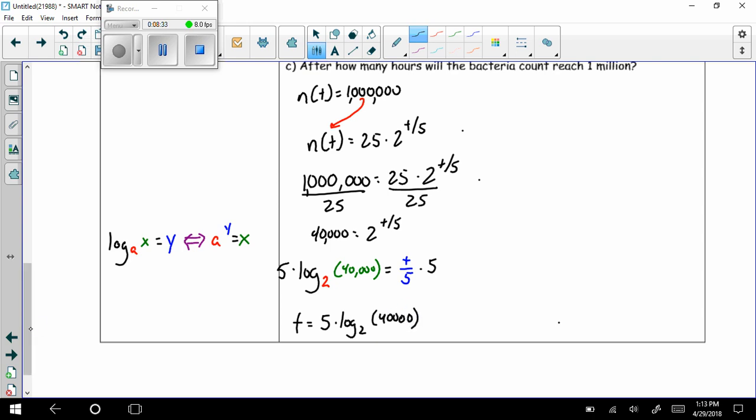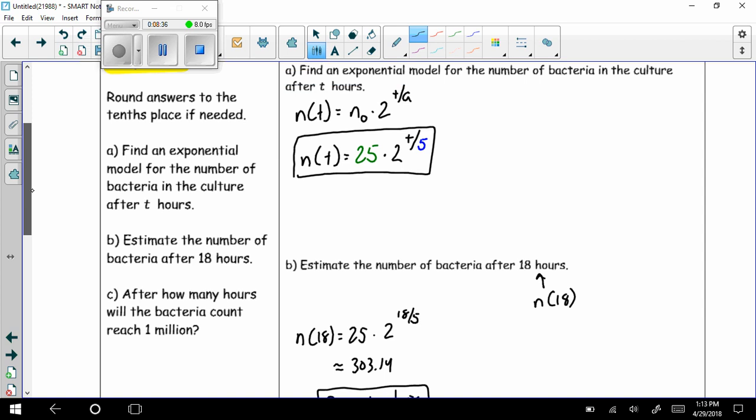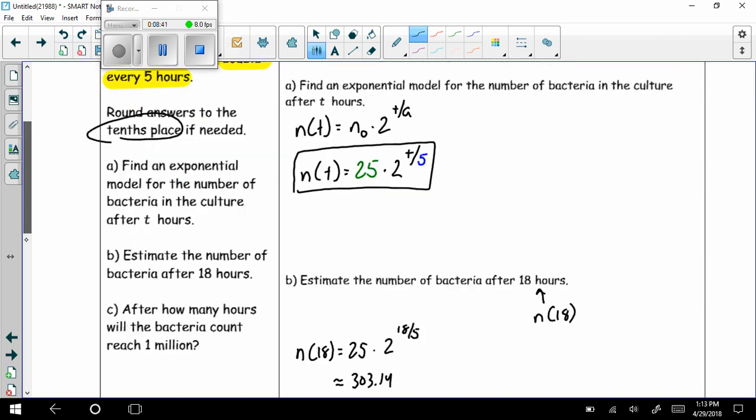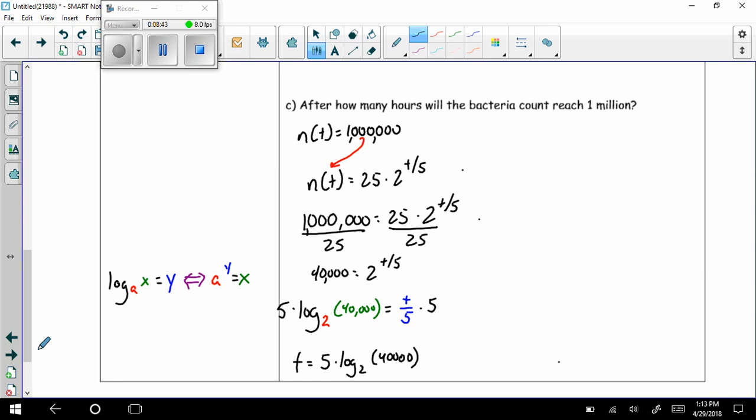That is something that we can just plug into a calculator. You're going to see that I'm going to say round to the nearest tenths if needed. So what is 5 times log base 2 of 40,000? Just a reminder, if you have an 83, you're going to have to use the change of base formula and then multiply by 5. But if you have an 84 or an 84 Plus, you can just type this all in using alpha window 5, and you should get roughly 76.4 hours.